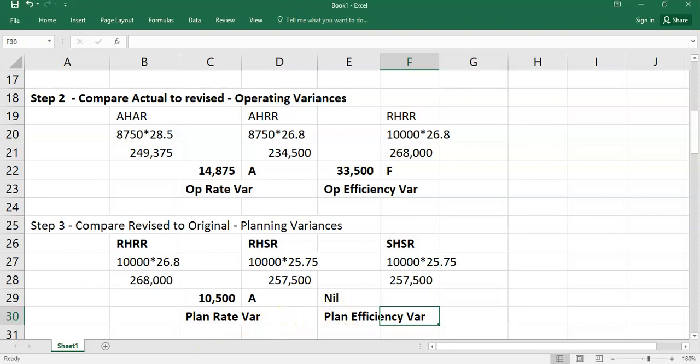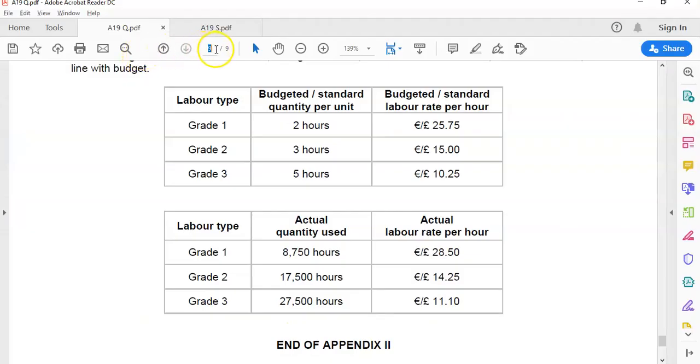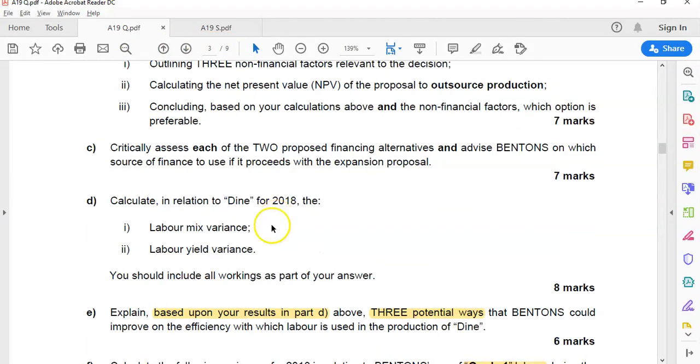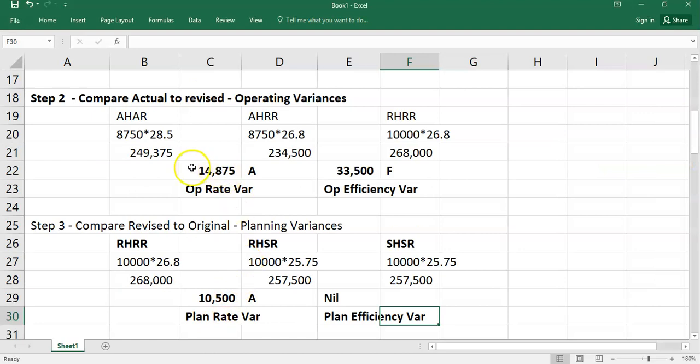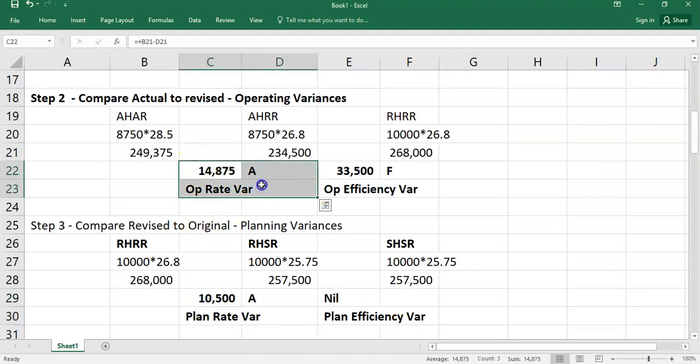What was asked in the question was, in page 3, was the labour rate planning, labour rate operational, and that is those 2 figures. Labour rate planning, labour rate operational.